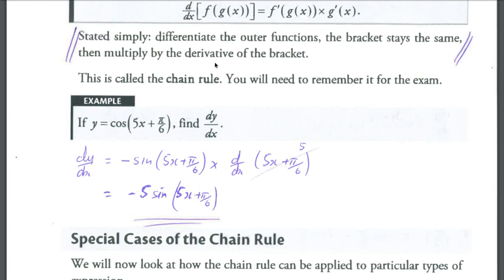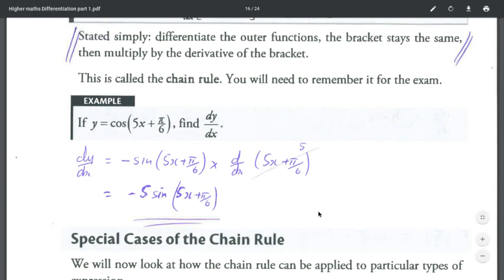Then multiply by the derivative of the bracket. Multiplied by d by dx of 5x plus pi by 6. So I've just put a very faint line through this, because if we differentiate 5x plus pi by 6, we will just get 5. So my final answer will be dy dx equals negative 5 sine of 5x plus pi by 6.